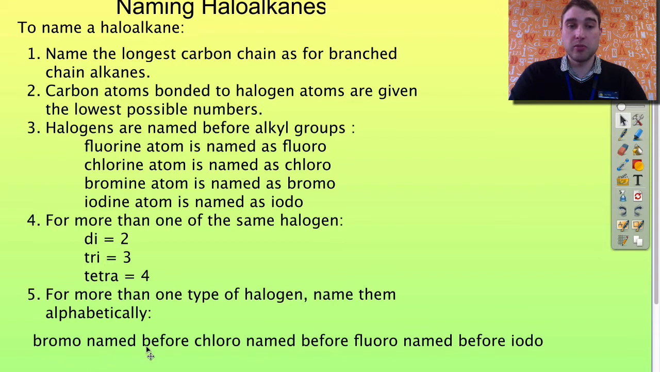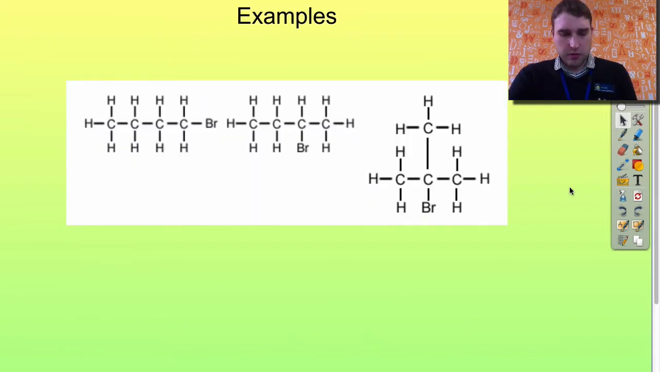So bromo before chloro, before fluoro, before iodo. So let's look at some examples. These ones are all bromoalkanes. Let's have a look. First thing, you need to find the longest chain and number.